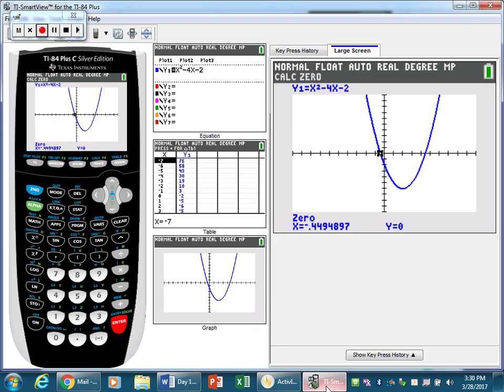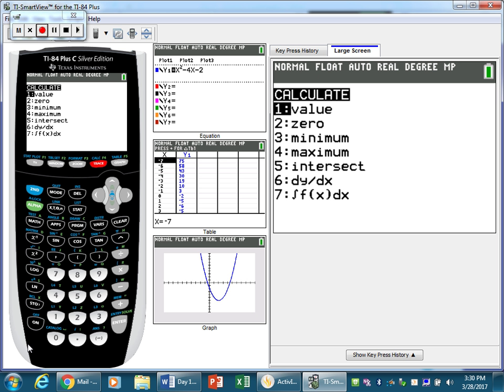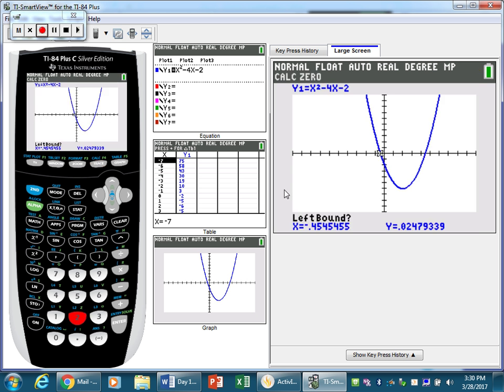Because again, I can see that there's 2 zeros. So I just start my steps over again from step 3. Second, calc 0, which is number 2. Now my left bound, I want to go over here, so I'm just going to scroll a little bit more to the left. And I'm going to hit enter.